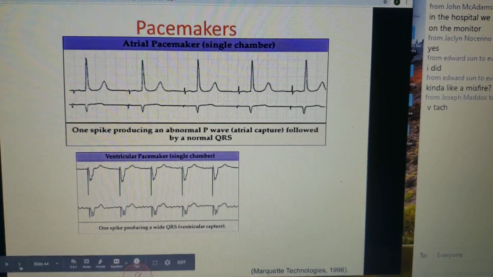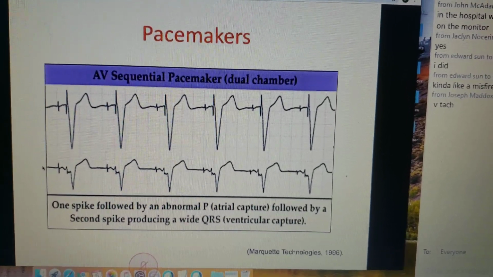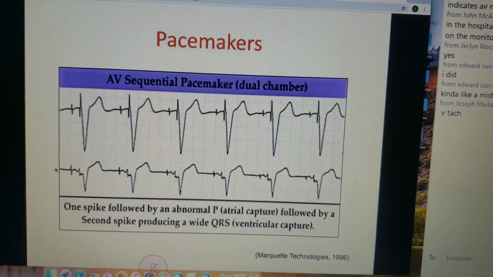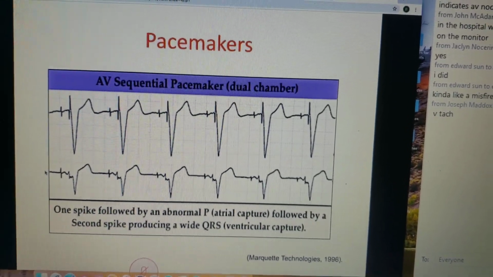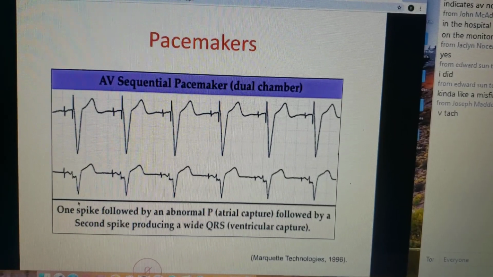All right, and then you have your dual or sequential. So dual chamber. So you have electricity hitting for the SA, and then electricity hitting for the AV. Okay, SA node, AV node, SA node, AV node, causing that contraction to happen.